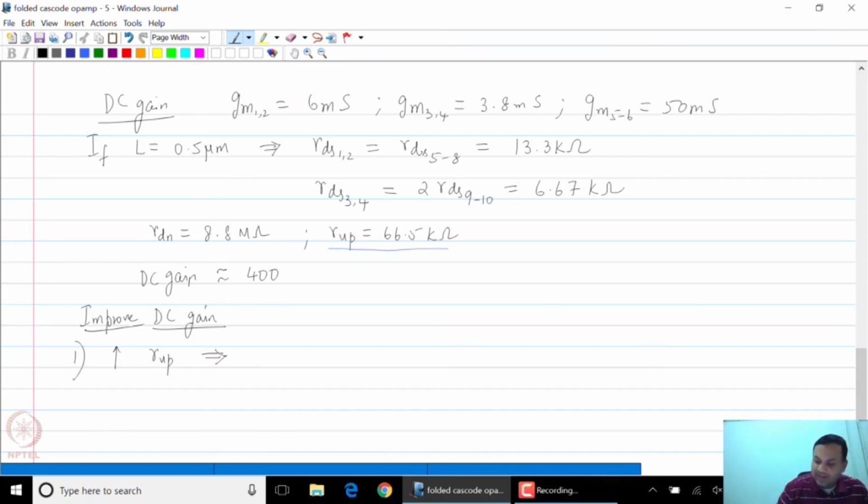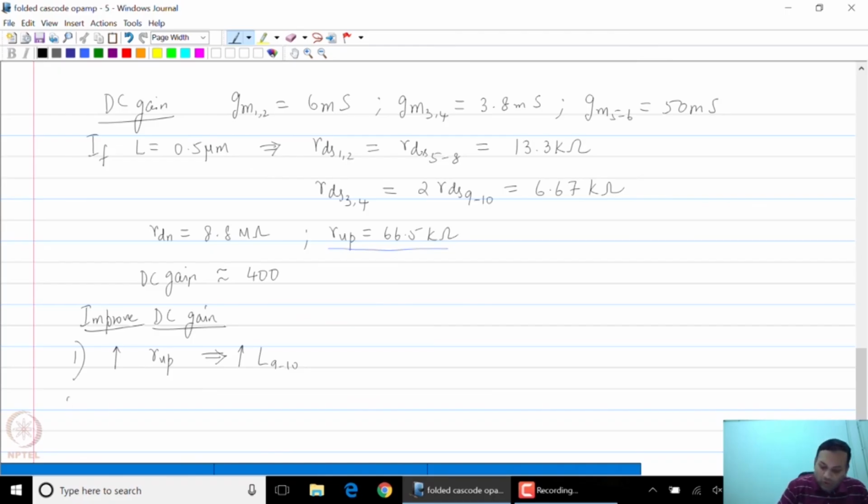And this can be done in several ways. You want to consider first, because RDS of 9 and 10 is 3.33 kilo ohms, which is extremely small, you first want to increase R up. So increase L9 and L10 to increase the impedance looking upwards. That is the first thing you would do. Note that that would increase parasitic capacitances at various nodes in the circuit. So the bandwidth of the op-amp needs to be kept in mind while doing this.